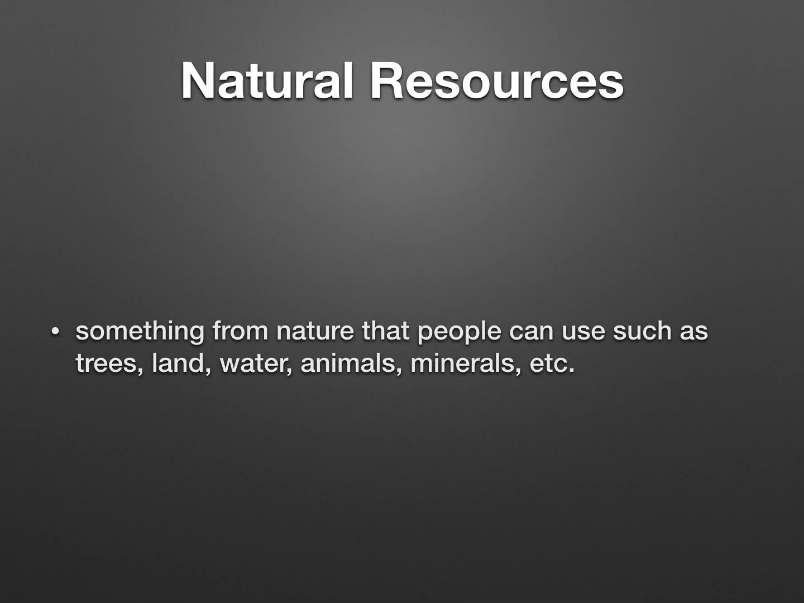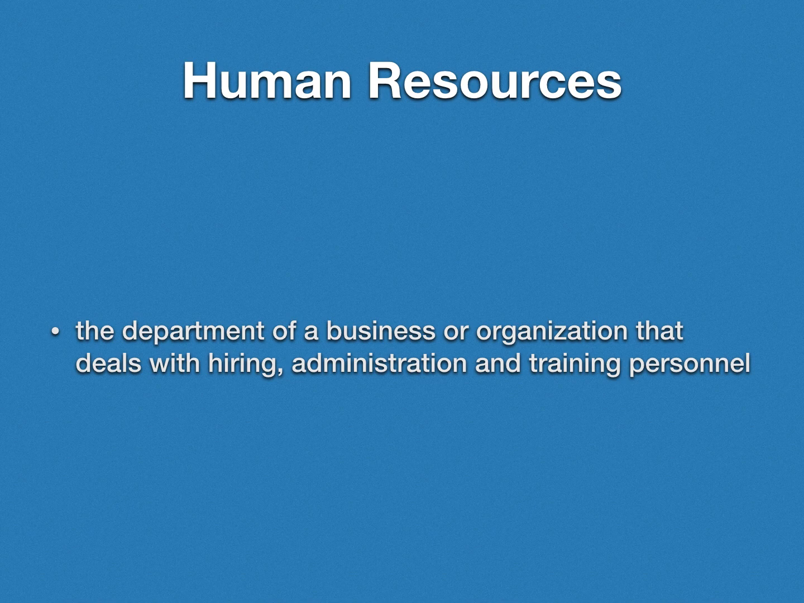So as for the different types of resources, the first one is a natural resource, which is exactly what it sounds like. It's something that we can get from nature, like trees, land, water, animals, minerals. And then you have human resources. So this is like a department of a business that deals with hiring people and administration and training personnel. But it's also what humans can offer, like the fixing of cars, humans can do that kind of thing.